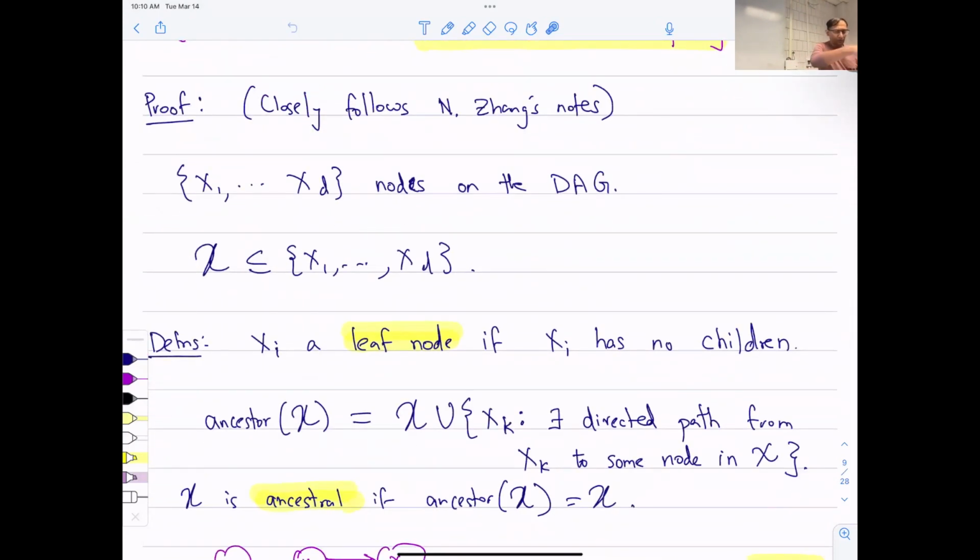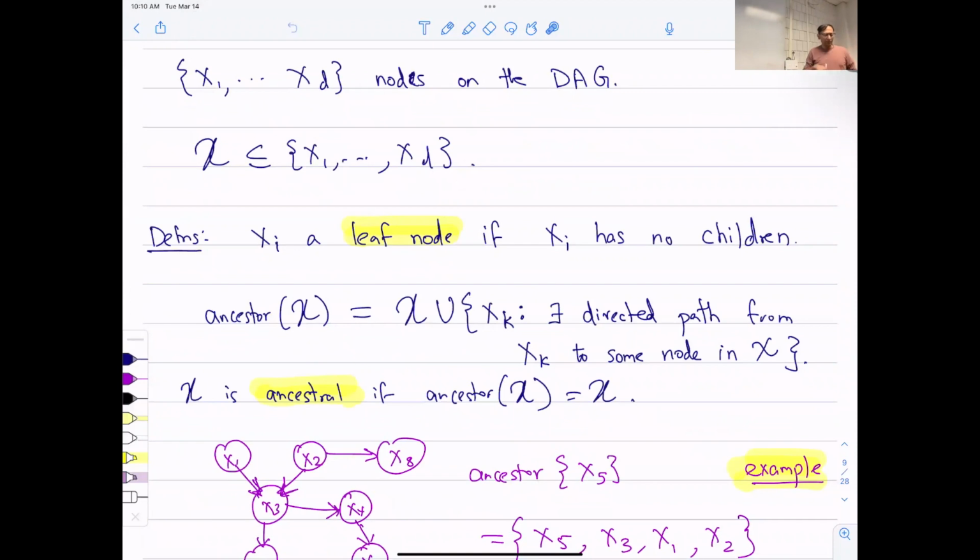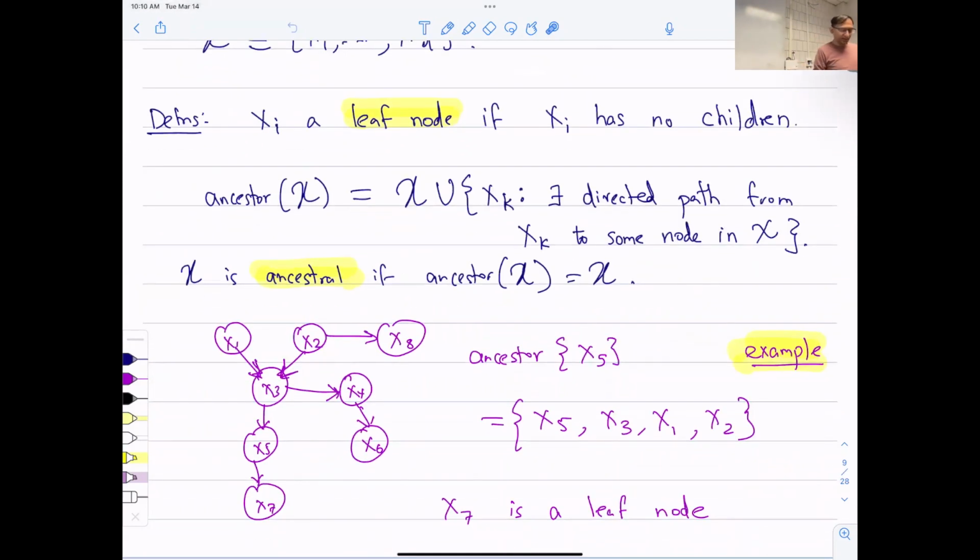I've given the reference for this. Yesterday I talked about it. This closely follows Zhang's notes. So x1 through xd are nodes on a DAG. I'm only dealing with directed acyclic graphs. Let script x be some subset of these nodes. Some basic definitions. What's a leaf node? It's what all of us know from graphs. It's a node with no children. So in this graph, this and this are leaf nodes.